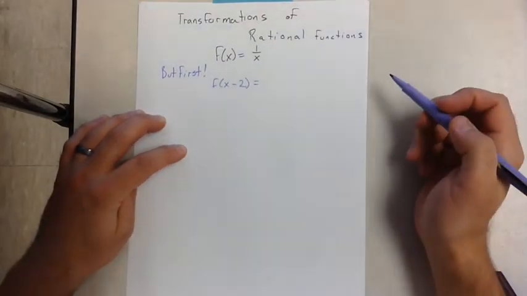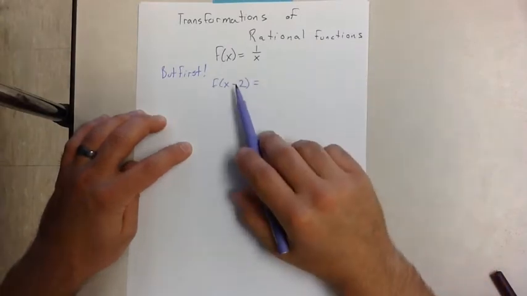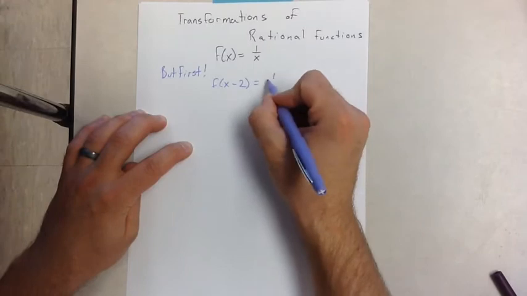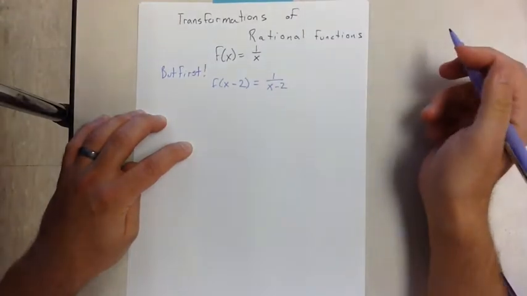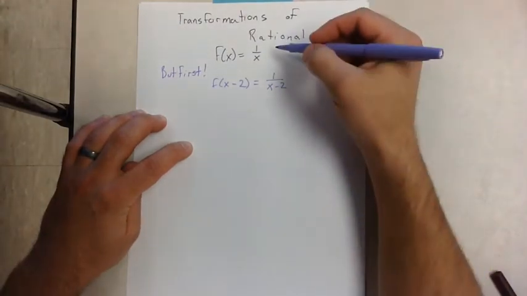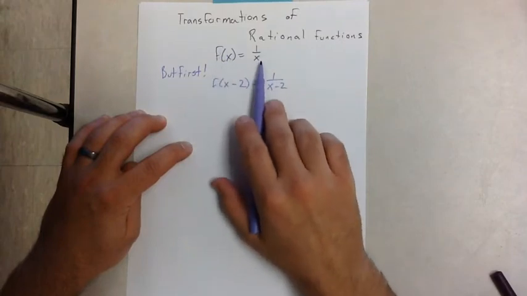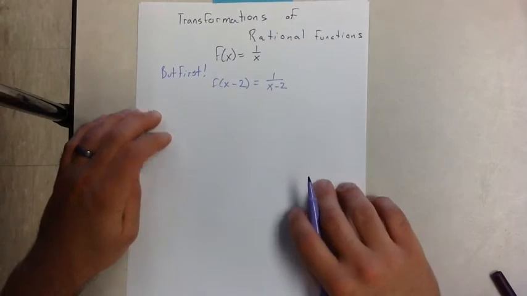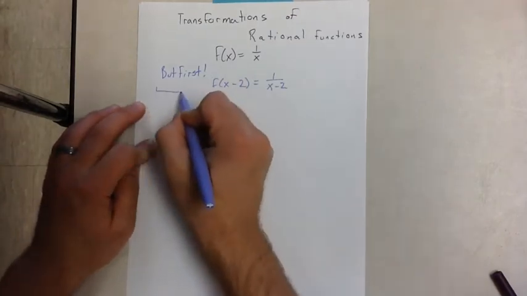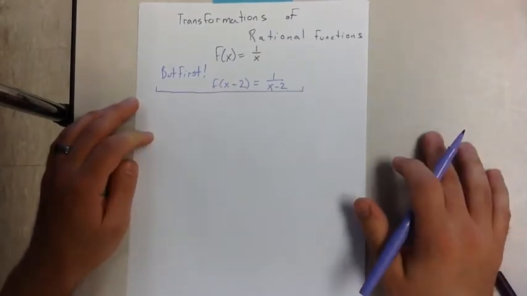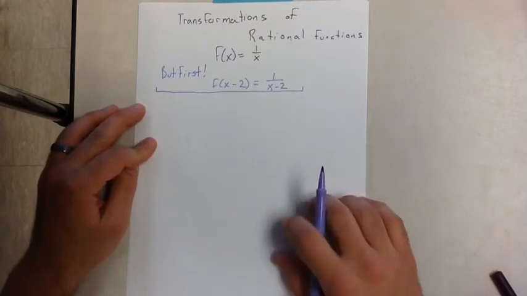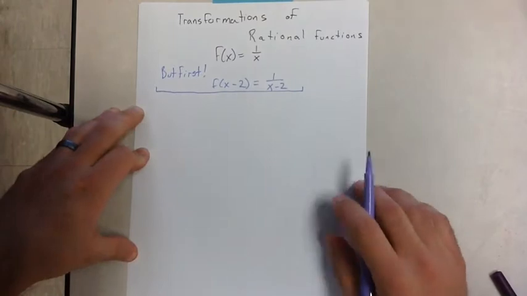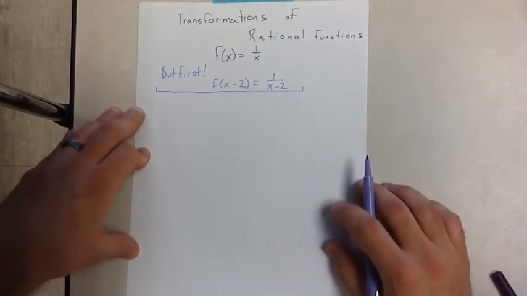So we've seen this before in composite functions. So we would say instead of x, we would place x minus 2. So again, f of x is 1 over x. Therefore, f of x minus 2 would be 1 over x minus 2. Just a quick review on that. Now, the main topic for this video is again transformations of rational functions.